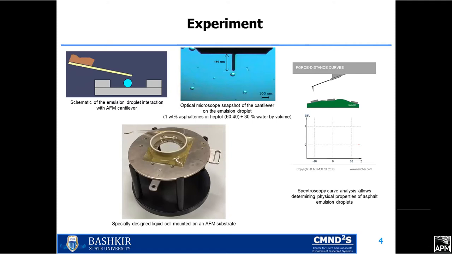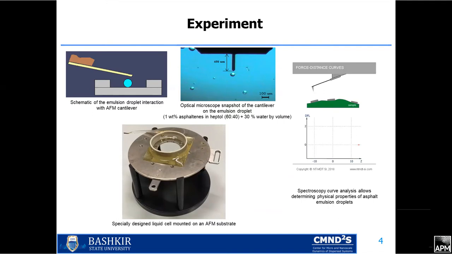The micro droplet studies were taken from a model water-in-oil emulsion, obtained by emulsifying water in an asphaltene solution in a mixture of heptane and toluene. So, 1 weight percent asphaltene in heptol plus 30% water by weight. Droplets of water with a created shell were placed in a specially designed liquid cell filled with tetradecane.